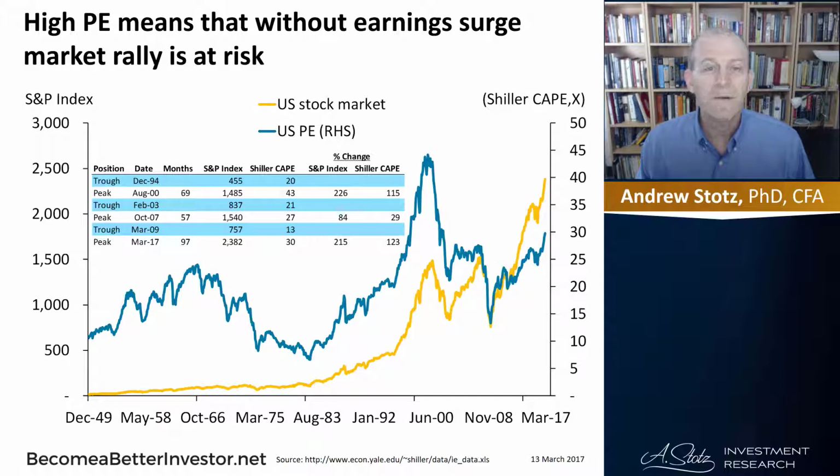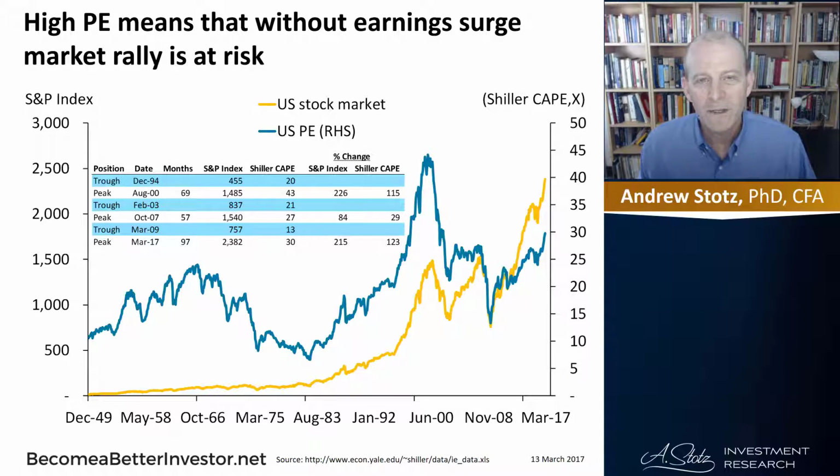And you can see what happened to the PE in the first run, which was from December 94 to August 2000. The PE went from 20 to 43. So the market went up by 226%, and the Schiller PE went up by 115%. Now the next rally that was up until 2007 was more subdued. The PE went from 21 to 27. Now it was an 84% rise in the market and a 29% rise in the PE.